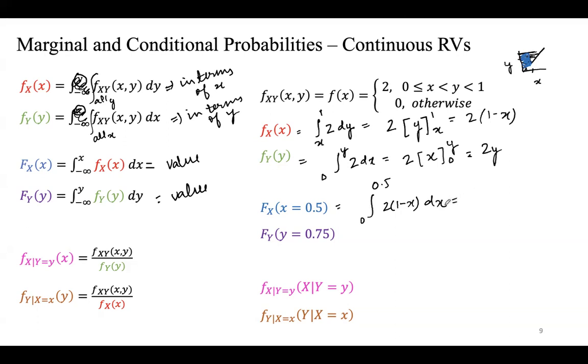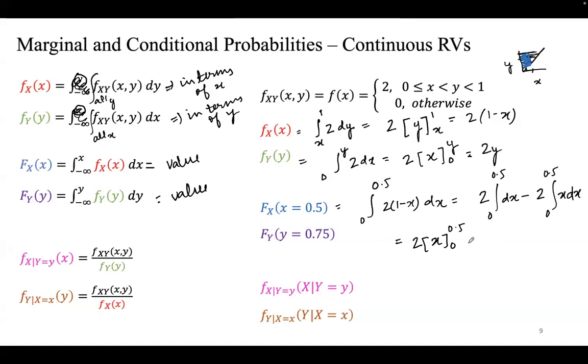Okay, let me see if I can do this here. We'll have two integrals. It's going to be 2 from 0 to 0.5 dx, minus 2 from 0 to 0.5 of x dx. Right? Correct me if I'm wrong anywhere. And then, dx will give you x as the integral, evaluated between 0 and 0.5.